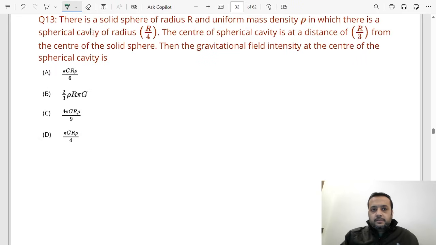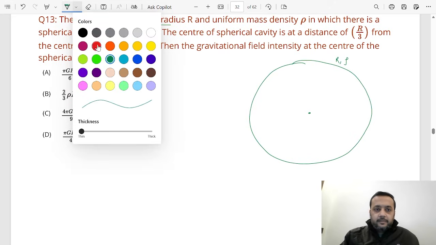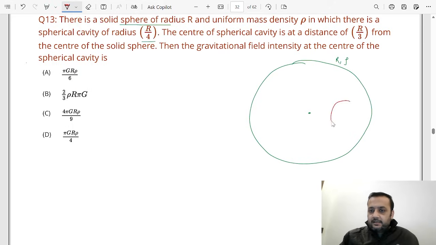Let's look at this question here. So basically, there is a solid sphere of radius R, which is of mass density rho, and from this sphere, we are removing a spherical cavity. Basically, we are creating a spherical cavity of radius R by 4, at a distance of R by 3 from the center. So somewhere over here, let us say, this distance is R by 3, and the radius of this cavity is R by 4.